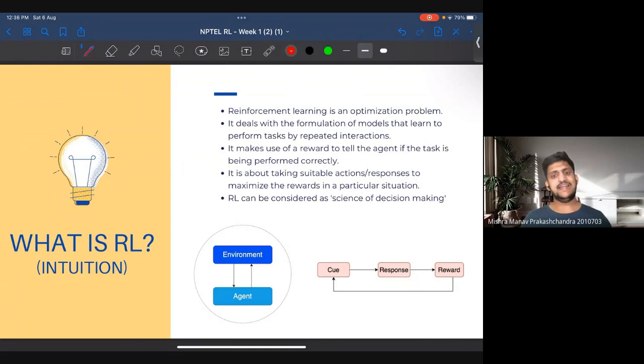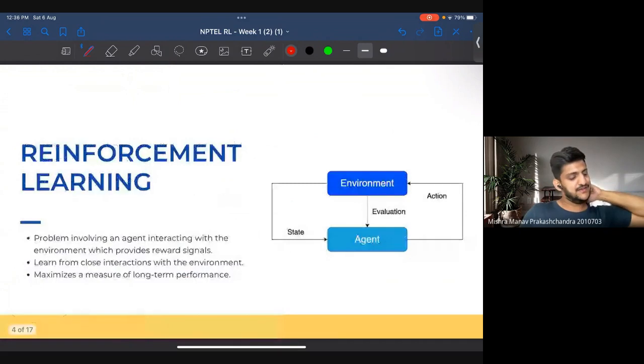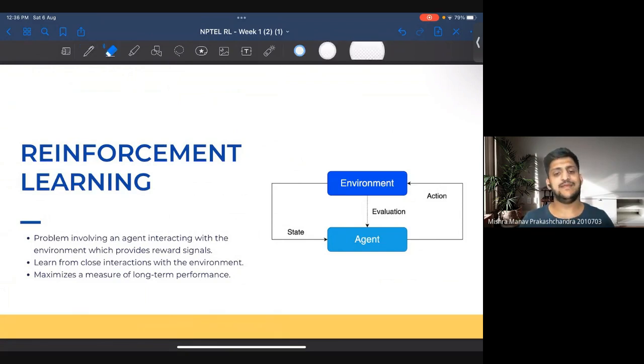This is an intuitive understanding, just to give you a brief introduction to the course in reinforcement learning. Reinforcement learning, like stated, is the problem which involves interaction between the environment and reward signals, and the agent learns from interaction with the environment, and it maximizes a measure of long-term performance.